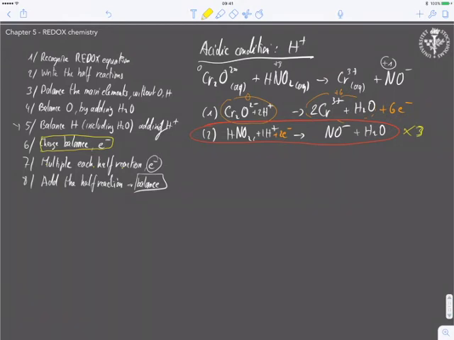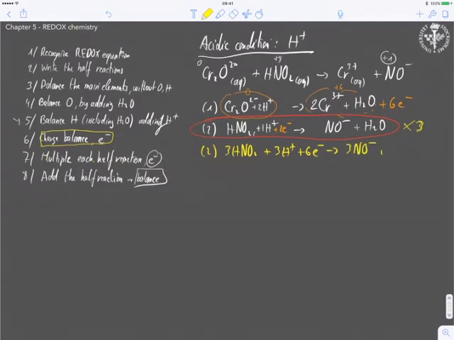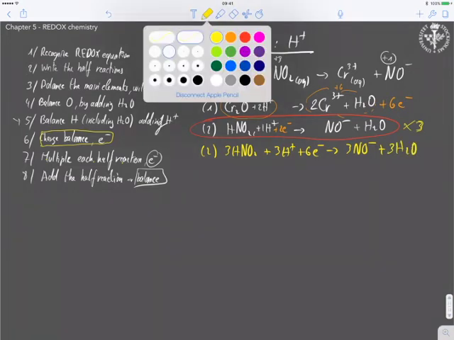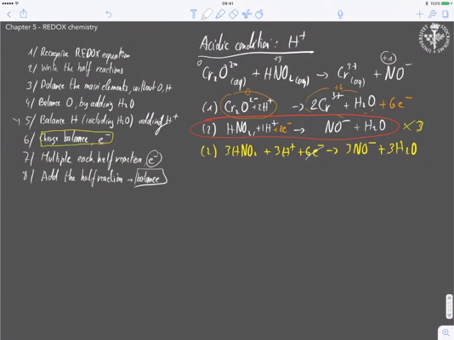Because you have 6 electrons on the second half reaction and 2 electrons on the left, the common denominator is 6, so you have to multiply the first by 3. That means that the second will be 3HNO2 plus 3H+ plus 6 electrons gives 3NO3- plus 3H2O. I will cancel the electrons, and I'm going to add those two half reactions now.